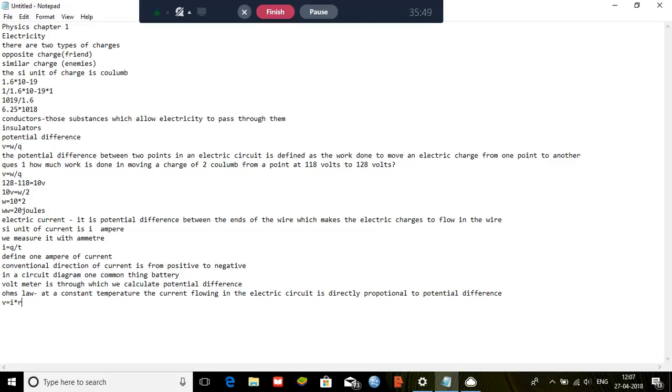A simple electric circuit has a 24-volt battery and a resistor of 60 ohms. What will be the current in the circuit? The resistance of the connecting wires is negligible. Negligible means that the resistance of the wire we have to take as 0. So we know the formula, right? V is equal to I into R.